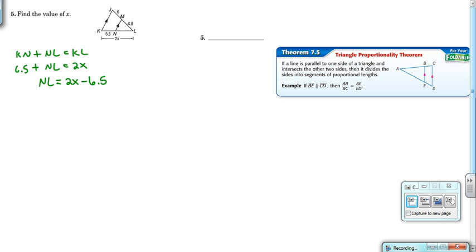Number 5, you have to find the value of x. Well, in the triangle proportionality theorem, if a line's parallel to one side of a triangle and intersects the other 2 sides, then it divides the sides into segments of proportional lengths.